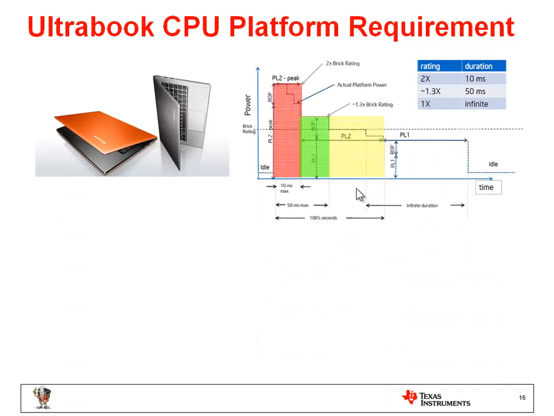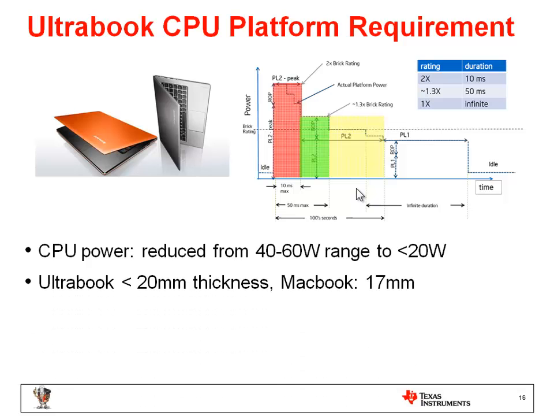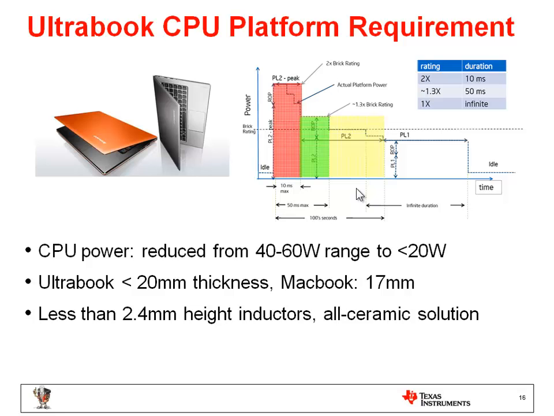So here, as we can tell, the Ultrabook design still has to support the Intel CPU platform. The 2x peak power can last for about 10 milliseconds, and even with 30% more power than the adapter rating, you have to be able to survive for 50 milliseconds. Some requirements from the Ultrabook design: the CPU power is significantly reduced down to 20 watts, and it has a 20 millimeter thickness. Similarly, the MacBook is also similar to the Ultrabook, with only 70 millimeter in height. Given the thickness of the notebook PC, all the inductors have to go below 2.4 millimeter, and it has to be all ceramic. They cannot afford a bulky electrolytic cap that will be too thick and consume too much area.